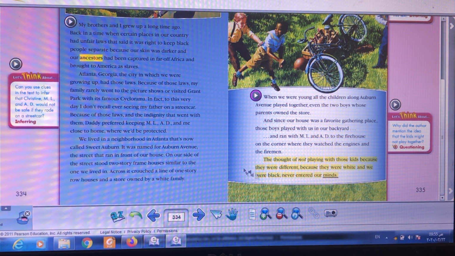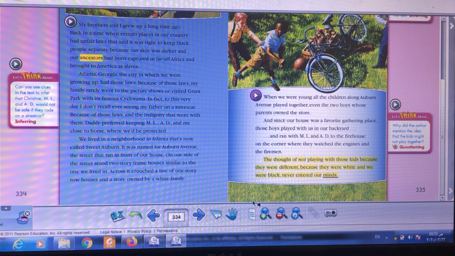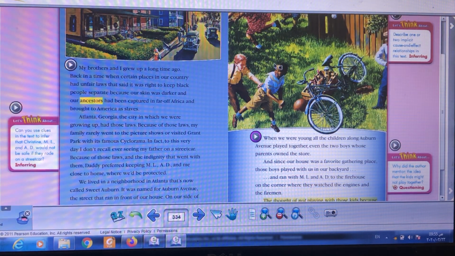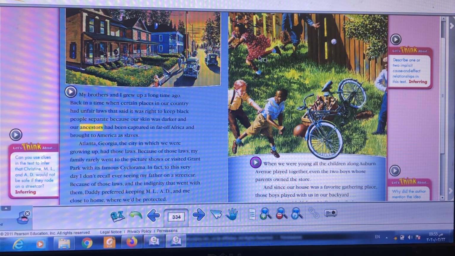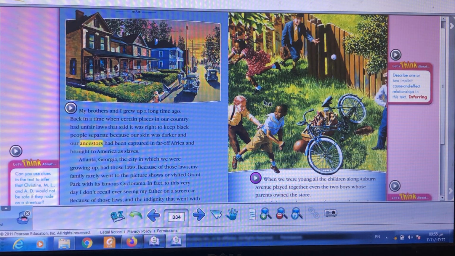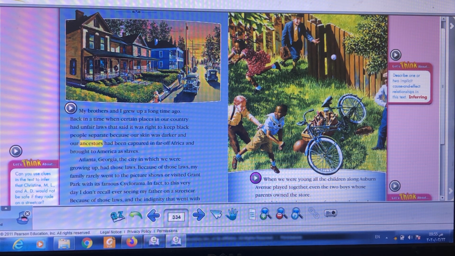Christine said here that the thought of not playing with those boys because they were different never entered our minds or our thoughts. So Martin Luther King Jr. and his sister Christine never thought about this idea, that they were different, they were black, and those boys were white. It means that they cannot play with each other. No, they never thought about this. Martin Luther King Jr. and his sister Christine always thought that they had to play with everyone because they were equal. What's the problem if I'm black and you are white?